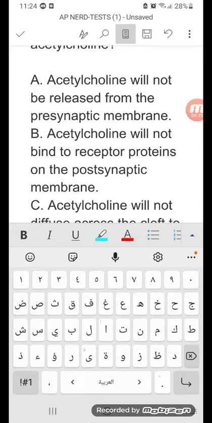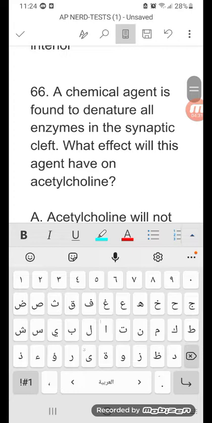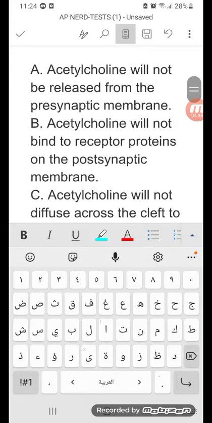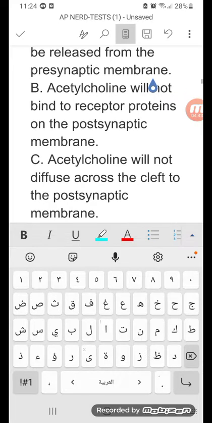So they don't mean acetylcholine, they mean the acetylcholine esterase. When we release neurotransmitters in the brain, we have enzymes to break them down. They're not supposed to float for a longer time. So we have acetylcholine esterase, which is the enzyme that breaks down acetylcholine. So let me see which of these options is true. And acetylcholine will not be released from the presynaptic membrane. Acetylcholine will.